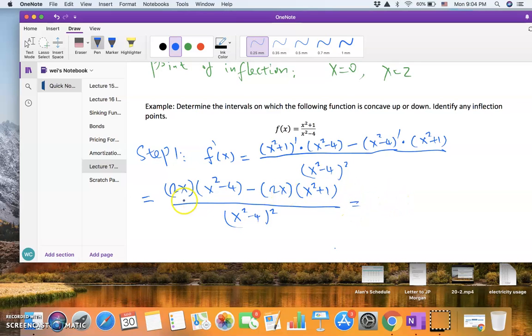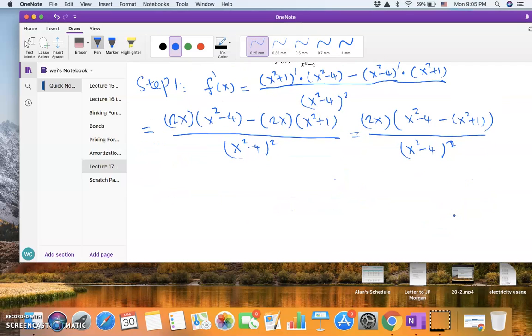Okay, if we factor out 2x, so we have x squared minus 4 minus x squared plus 1. So we can see x squared and x squared are cancelled out, and here we have negative 4 minus 1, so that's negative 5, and negative 5 times 2x, so we have negative 10x. Okay, now this is the first derivative.